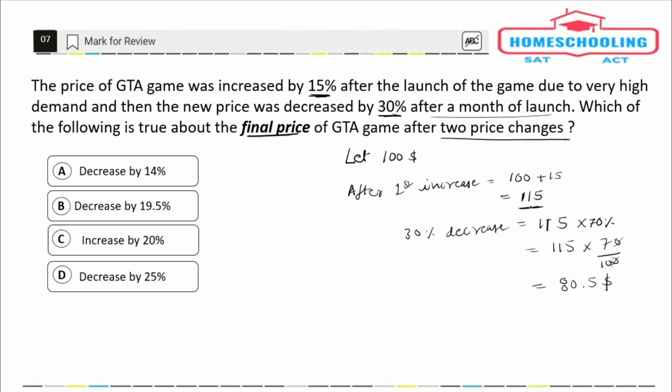So after the first increase, the price increases from $100 to $115. Then the $115 price was reduced by 30%. Then it comes to $80.5. So the final price would be 80.5. So let's check the options. First option, decrease by 14%. No. Second option, decrease by 19.5%. So 100 minus 80.5 would be how much? 19.5. So the initial value was $100, and after reducing $19.5, the final price is $80.5. That is a reduction of 19.5%. So this is going to be the answer.